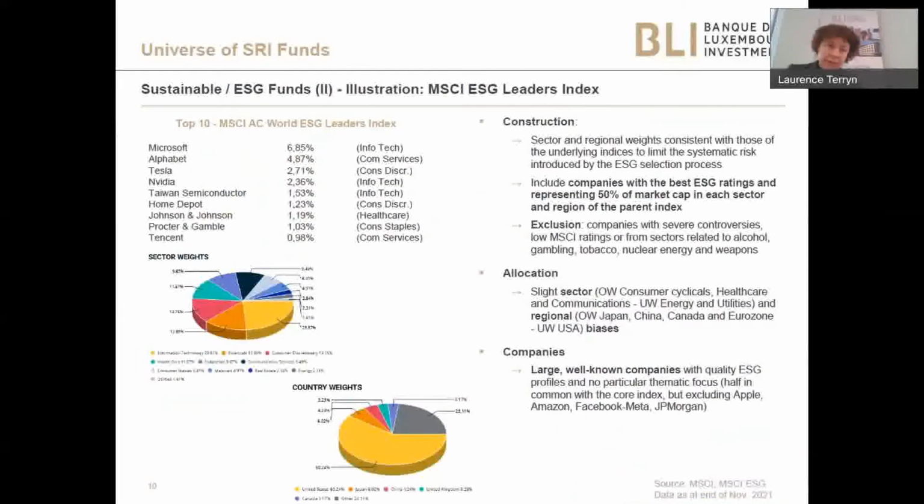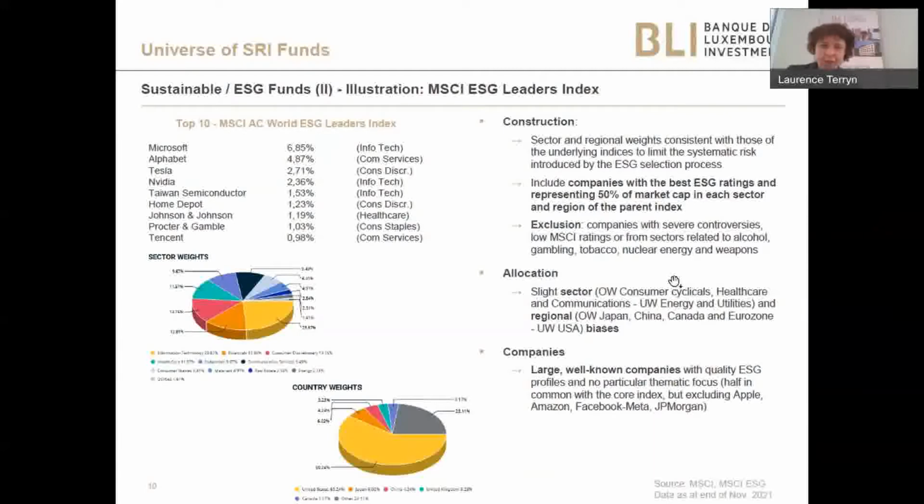For illustration, in this sustainable ESG funds universe, I provide you the image, the contents of the MSCI All Country World ESG Leaders Index. This index is built with a specific approach so as to limit the systematic risk in comparison to the standard index. Indeed, it is built by including companies with the best ESG rating and representing 50% of market cap in each sector and region.